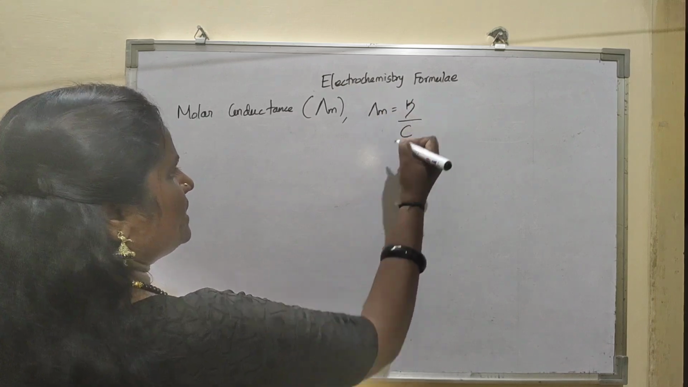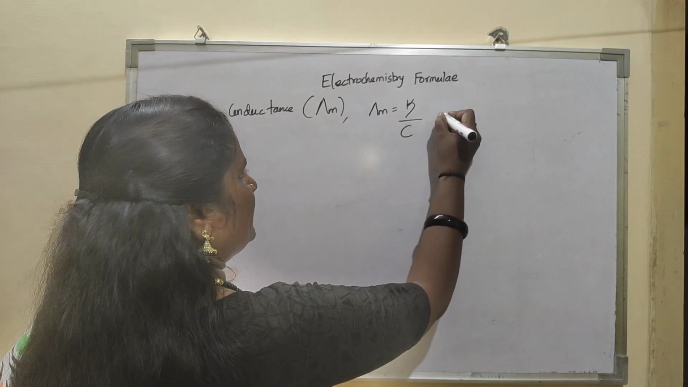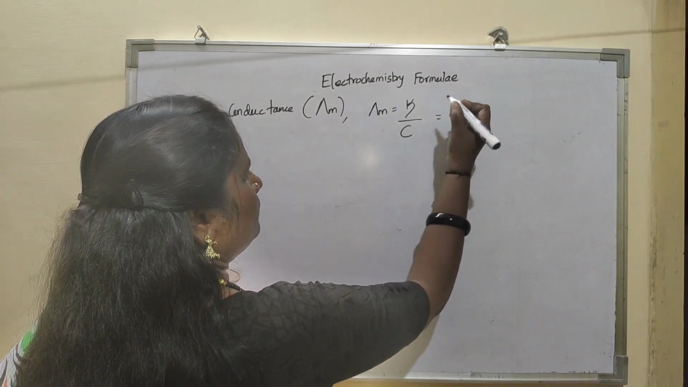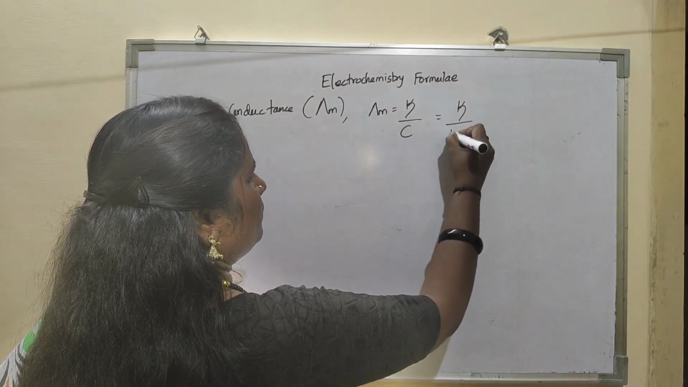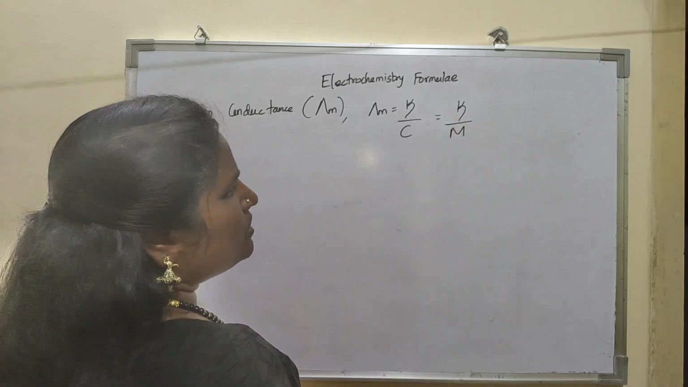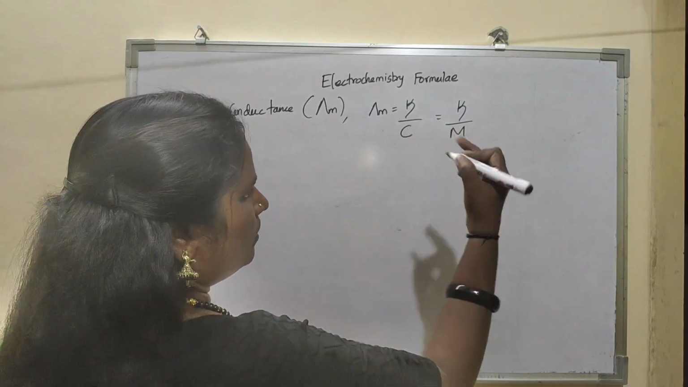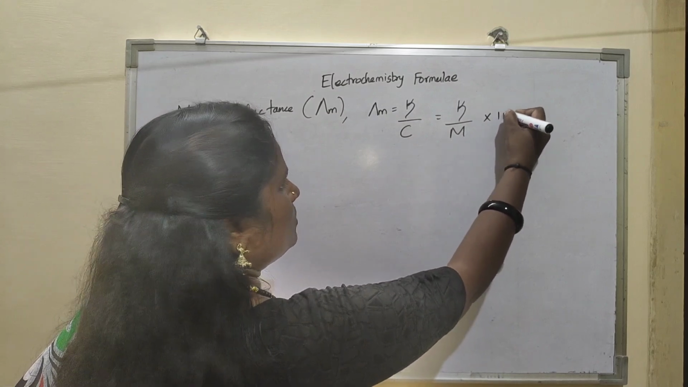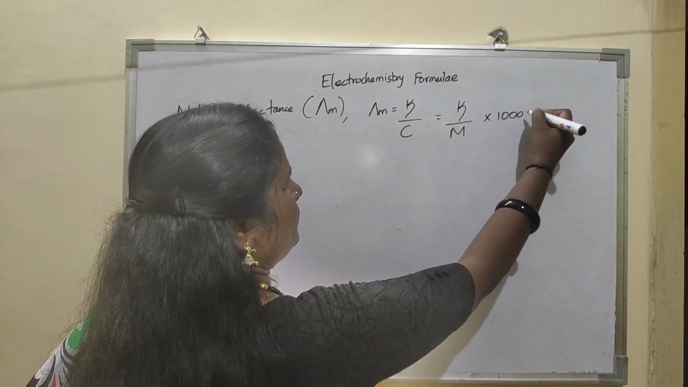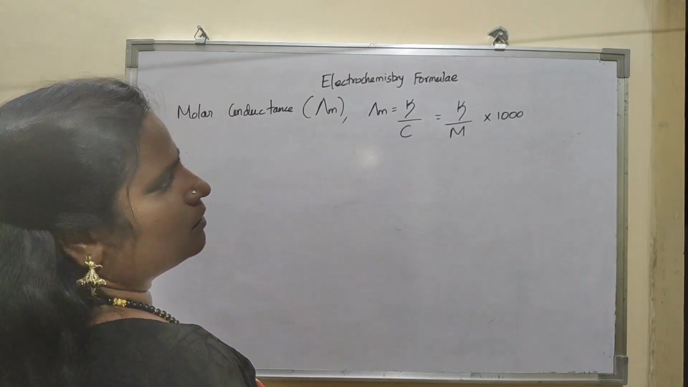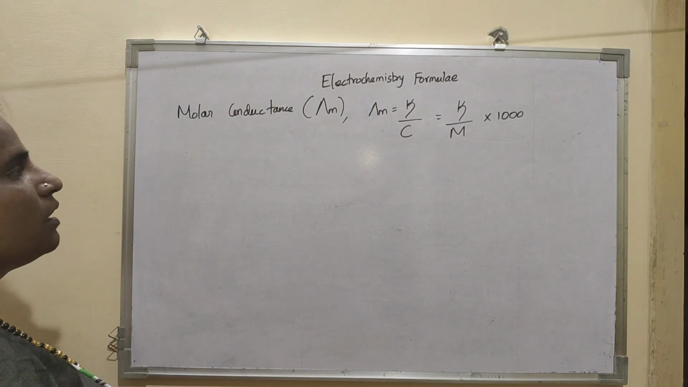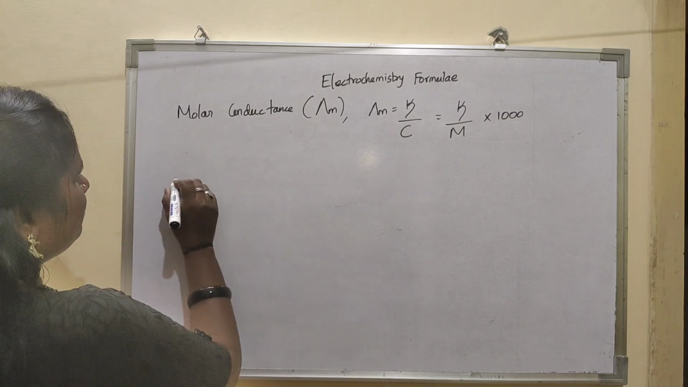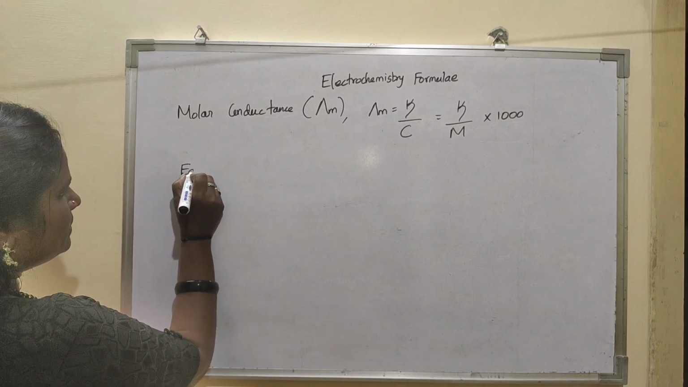kappa by C, where C is the molarity. In turn I can write it as kappa by molarity. If I want to write it in terms of ml, I have to put the volume, so per liter, I have to write the 1000. So this is the equation. Next, similarly, we can write the equivalent conductance.